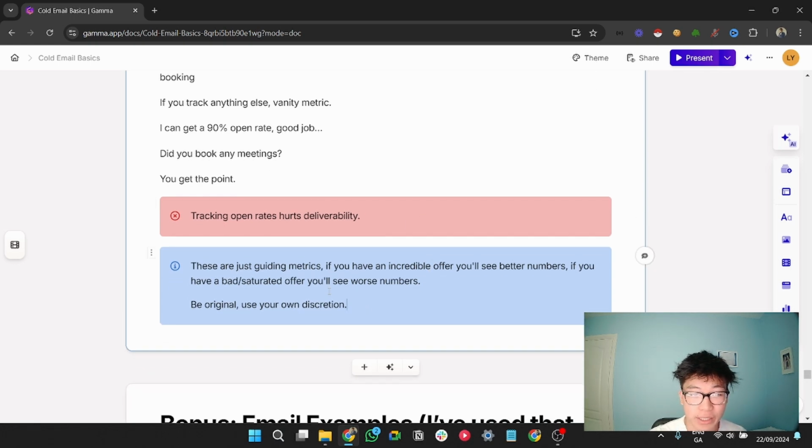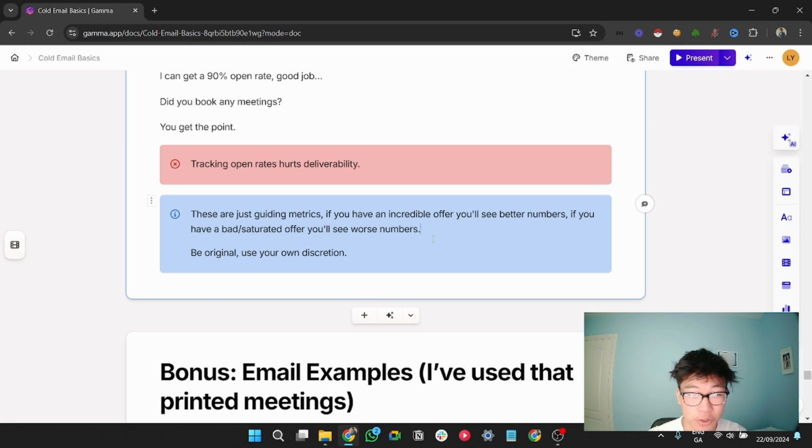These are just guiding metrics. If you have an incredible offer, you'll see better numbers. If you have a bad, saturated offer, you'll see worse numbers. So don't take it as gospel. Just take it as, I need to do research. Be original. Use your own discretion.